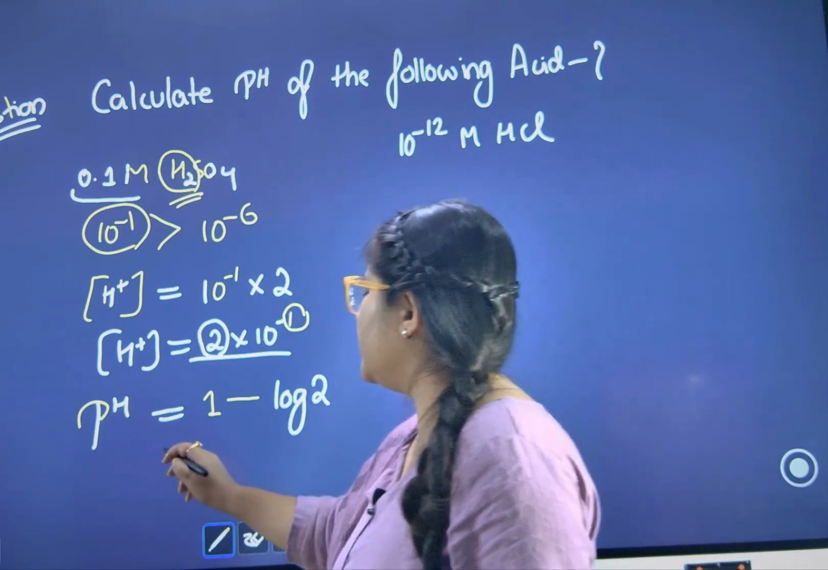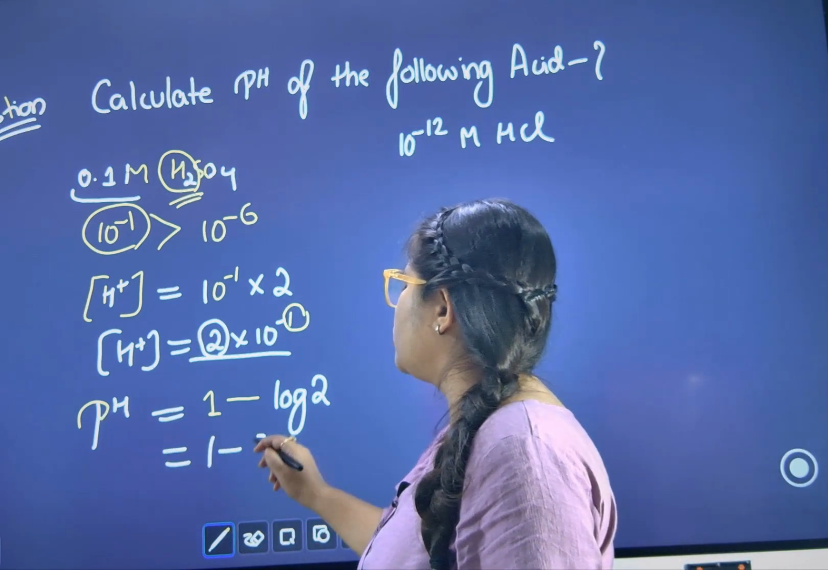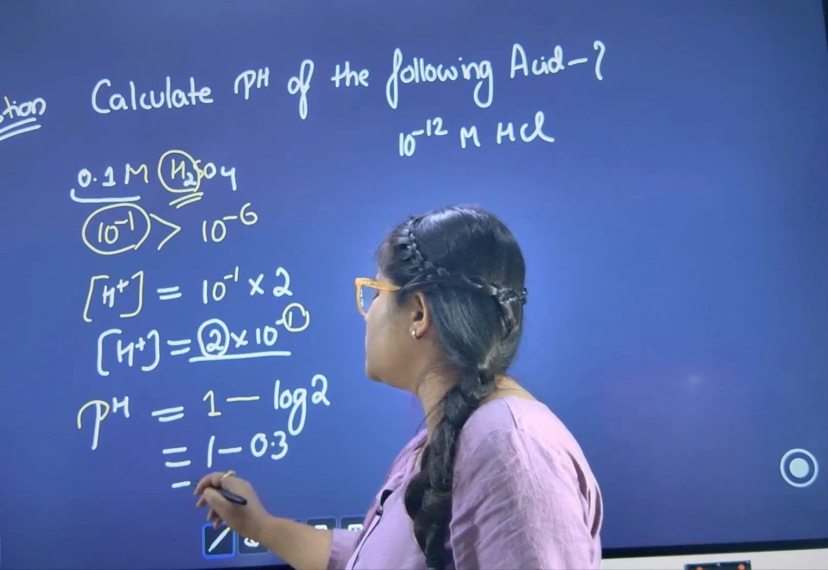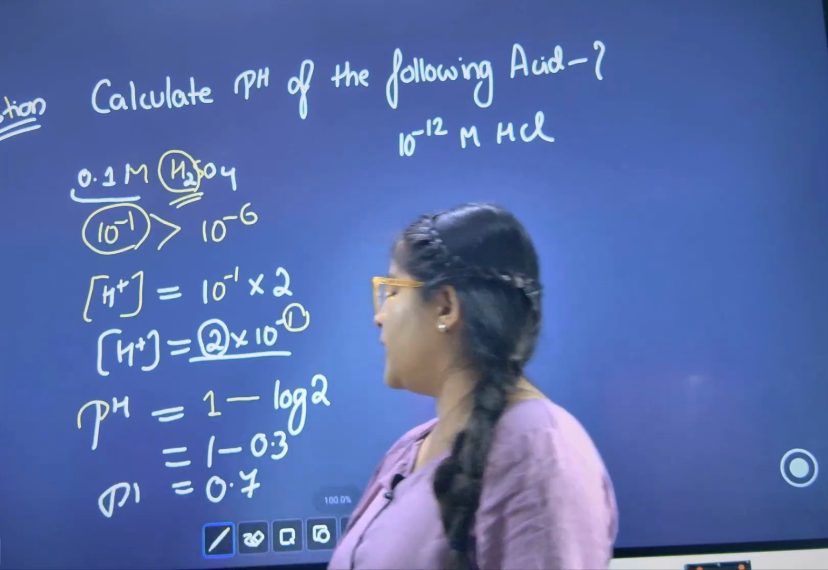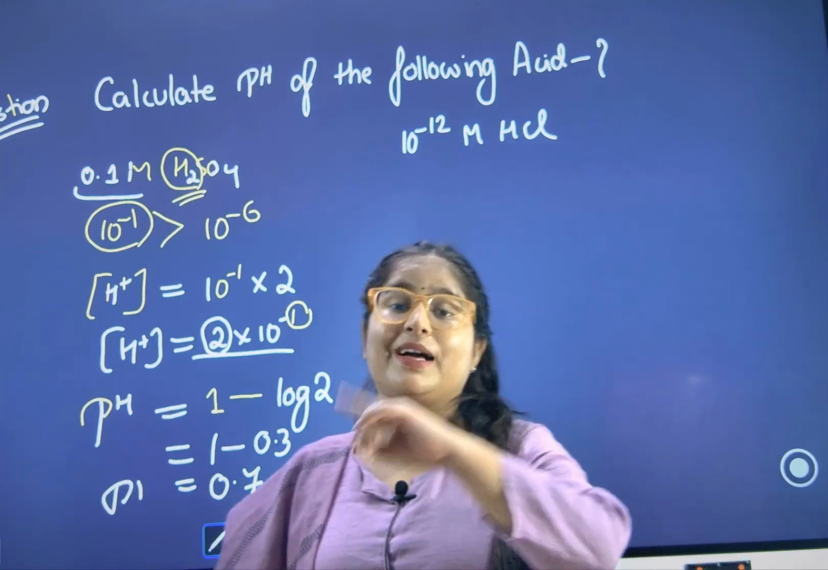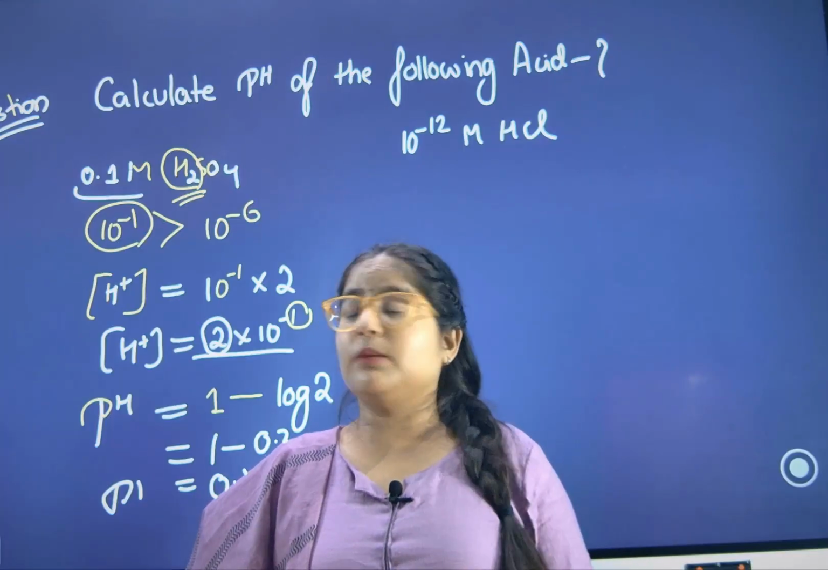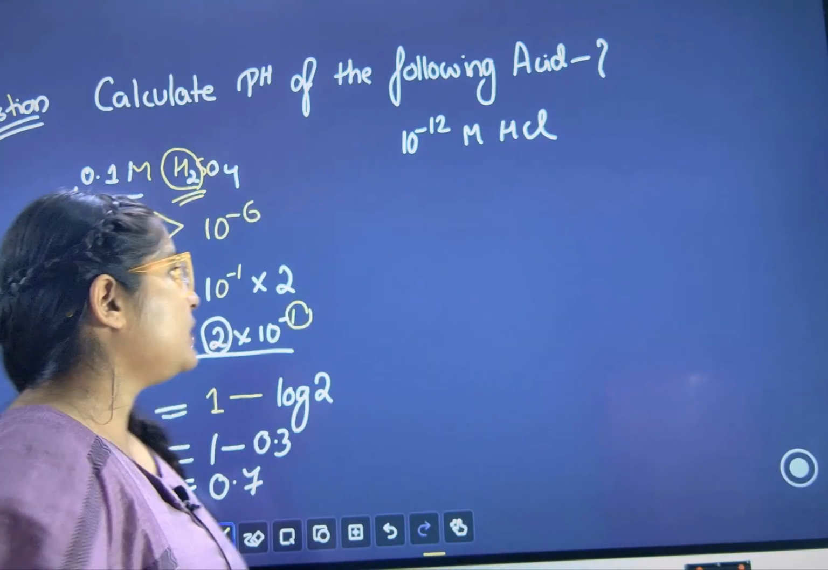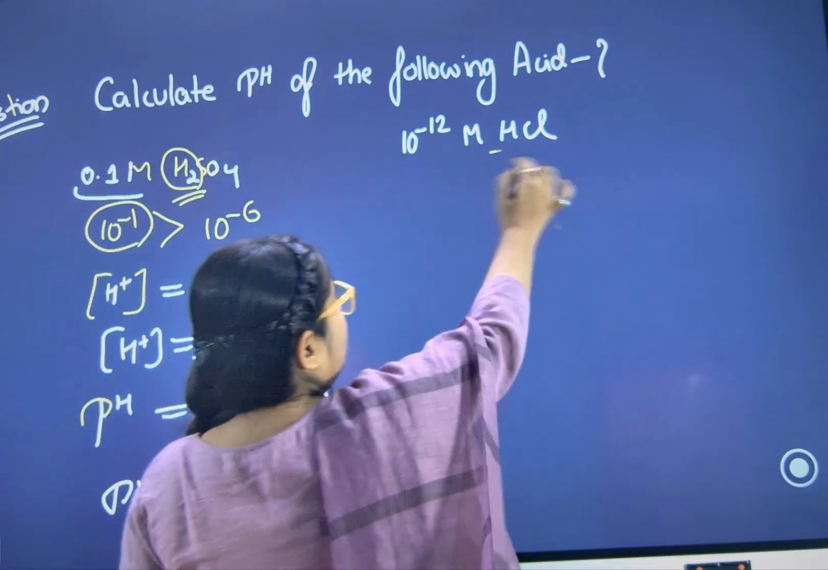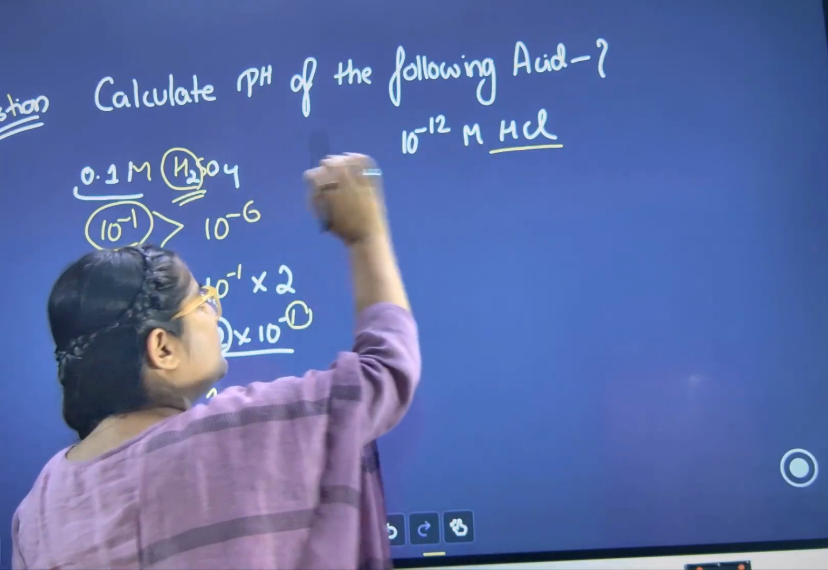Clear? So here it will become 1 minus log 2, and log 2 is 0.3. So the answer of pH here is 0.7. Are you guys able to understand? Whoever gives the answer pH 1, it will be wrong, because here it is H2SO4, 2 H ions. Fine. Now here HCl, here 1 hydrogen only, directly we will do.